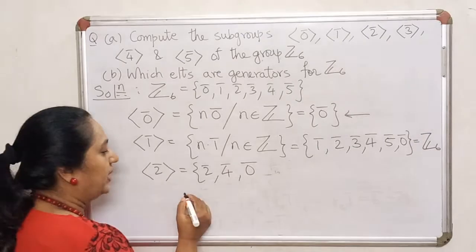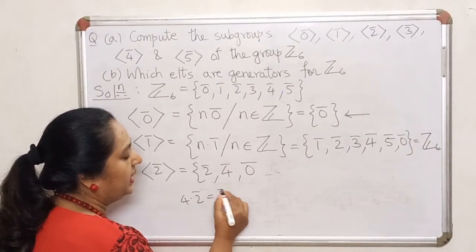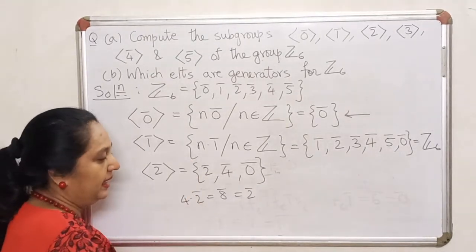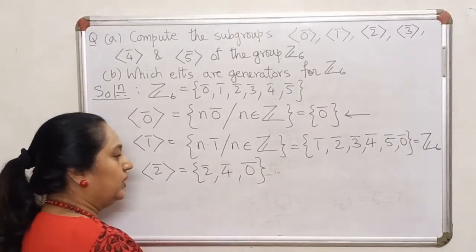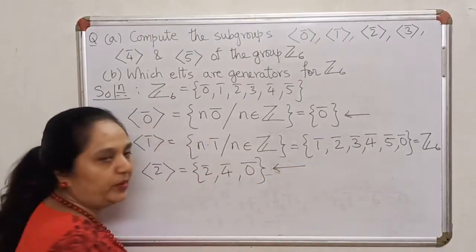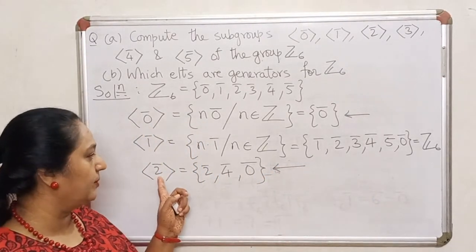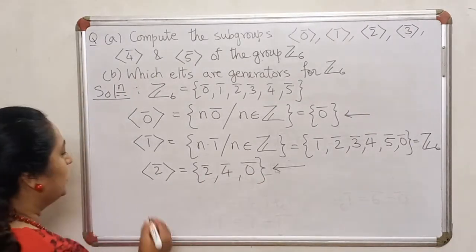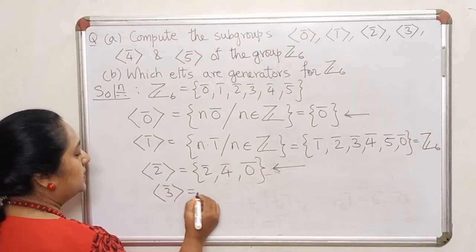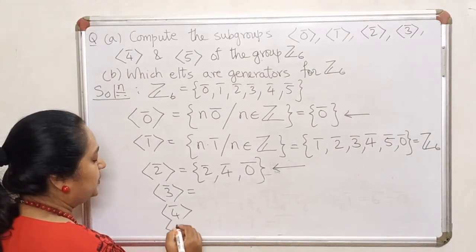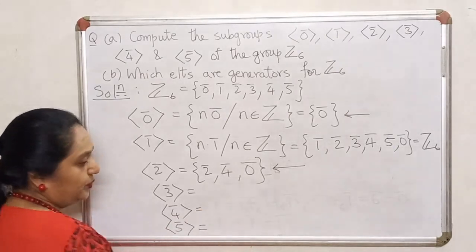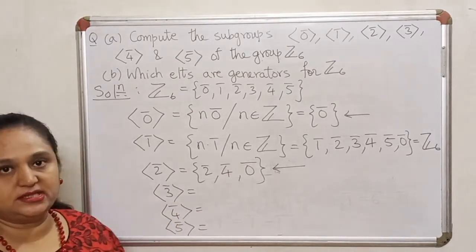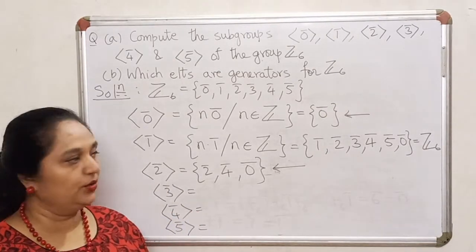And then if you do 4 times 2 bar, this will be 8 bar, which is the same as 2 bar. So you'll be back to this element. And after that you will again get 4 bar. After that you will get 0 bar. So beyond this you are not going to get any new elements. And therefore the subgroup generated by 2 bar will contain only these 3 elements. Similarly, write down the subgroup generated by 3 bar, the subgroup generated by 4 bar and the subgroup generated by 5 bar. Take some time, pause your video, finish this exercise and then come back to the video.